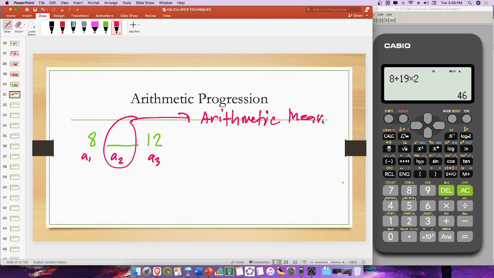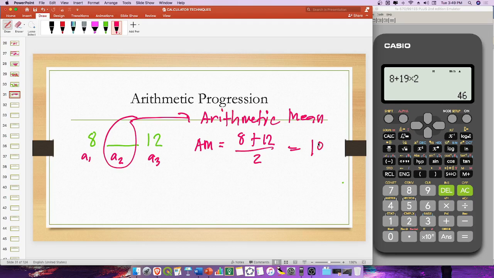The arithmetic mean is the mean value of the two numbers. Meaning when we say mean value, when you add the two numbers and divide it by 2, that's the number. That is your arithmetic mean. So your arithmetic mean can be calculated if you add the two numbers, 8 plus 12, and divide it by 2. Your arithmetic mean is equal to 10.